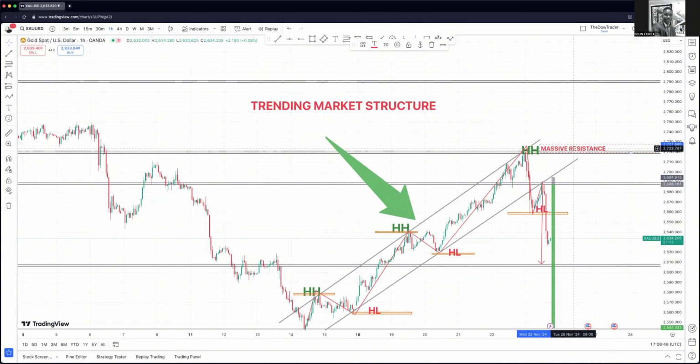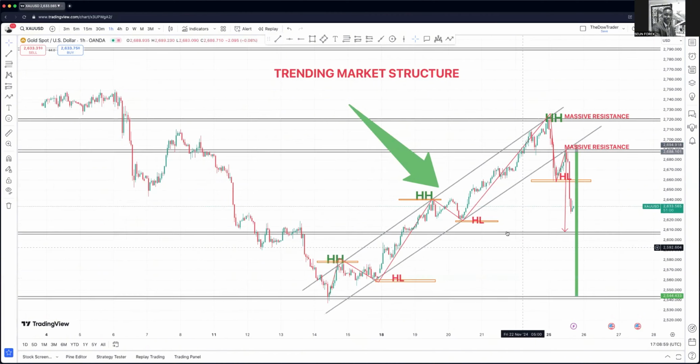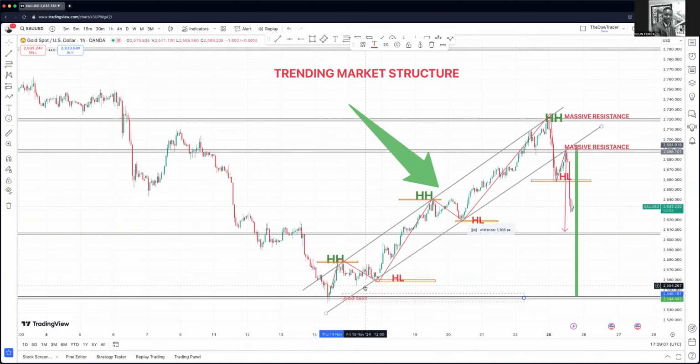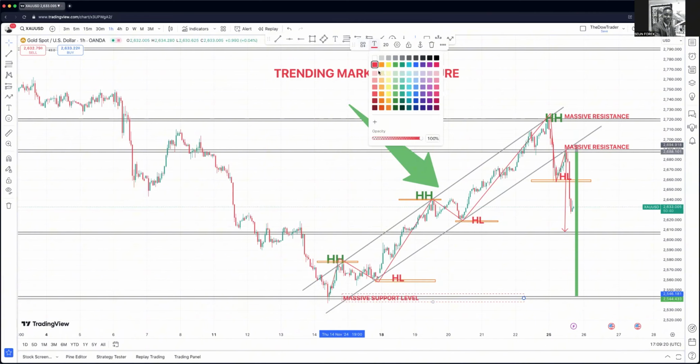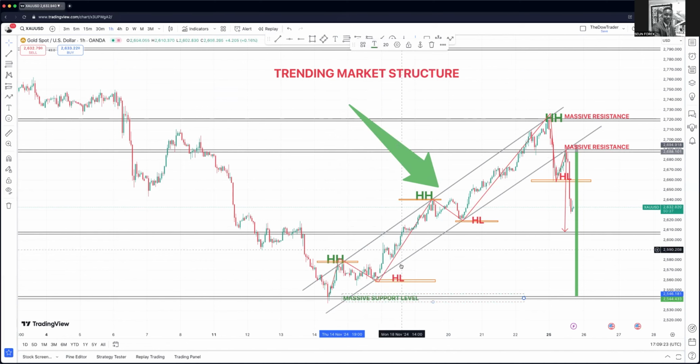Now, the same thing happened here also. Massive resistance also here, so you can see resistance, resistance. Whereas when the market was moving here, it was a massive support. And that is the power of supply and demand. You can see that this is a support level.